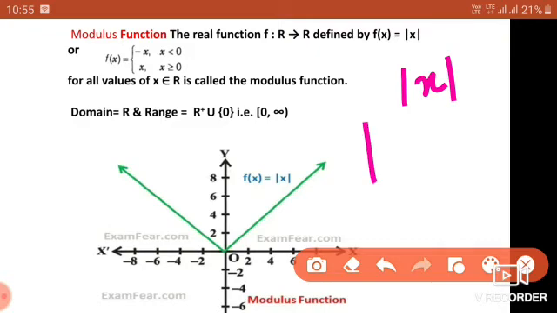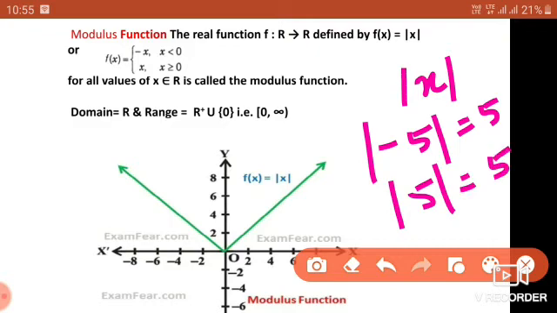For example, suppose minus 5. Modulus of minus 5 is also 5. Modulus of 5 is also 5. That is the modulus. Okay. Now the domain is the real numbers and the range is, because it takes all positive values including 0, it goes on till infinity. So your range is 0 to infinity.